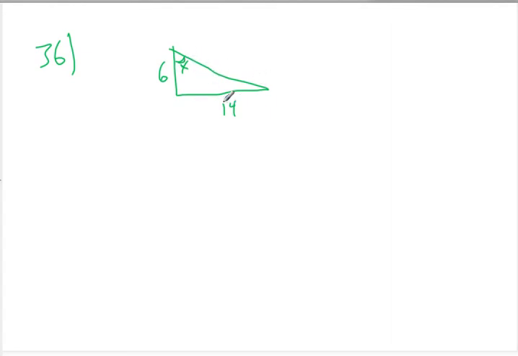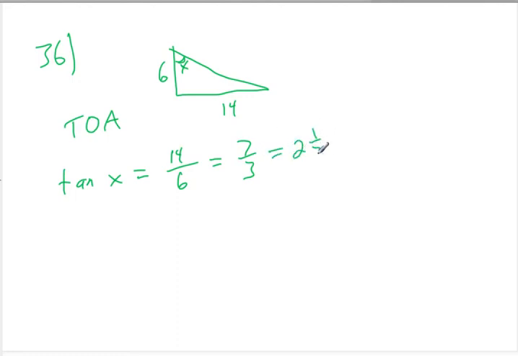So if we know adjacent and opposite, or opposite and adjacent, that's TOA. So we know that tangent of some angle is going to equal the opposite, so 14, divided by the adjacent, which is 6, so 7/3. On a calculator, that's going to be what? 2 and 1/3, so 2 with a repeating 3. Okay, so again, we're going to say the inverse tangent of 2.3 repeating is going to equal the measure of angle x.